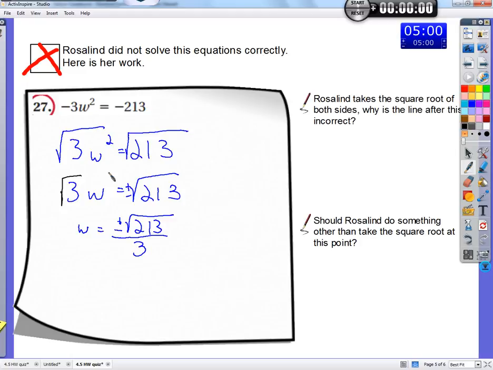But let me just write this down real quick. But we see it for what it really is. Do we want to take the square root right away? No. Okay, so should Rosalind do something other than take the square root at this point? If yes, then explain a little bit in your notes. What should you do instead of taking the square root?